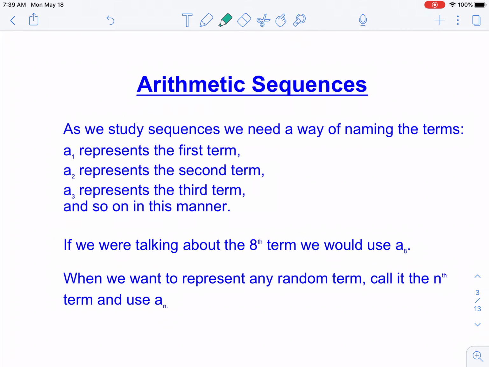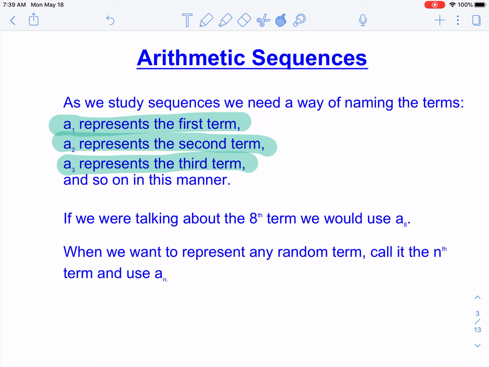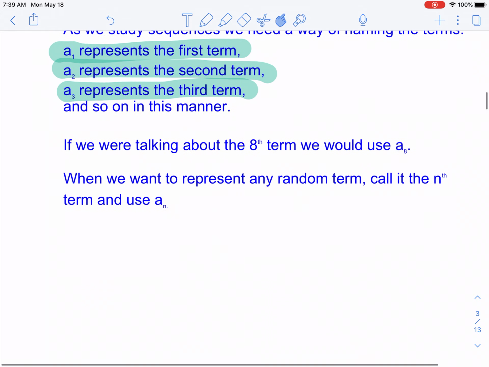Okay, so this is what I was just saying. A1 represents the first term, A2 represents the second term, A3 represents the third term, and so on. So we use the variable a to represent each term. So the main portion of this work is to figure out what future terms are going to equal. So instead of writing out a list of 100 numbers, if I asked you to find the 100th term, there's got to be an easier way to do that than listing out all 100 numbers, right?